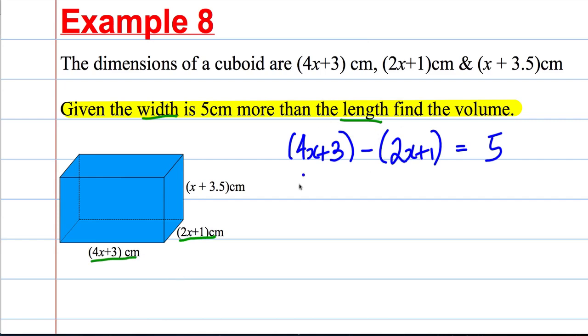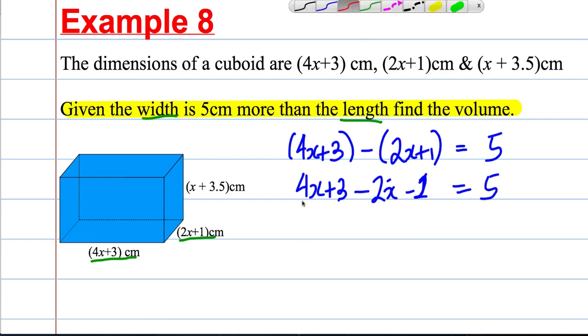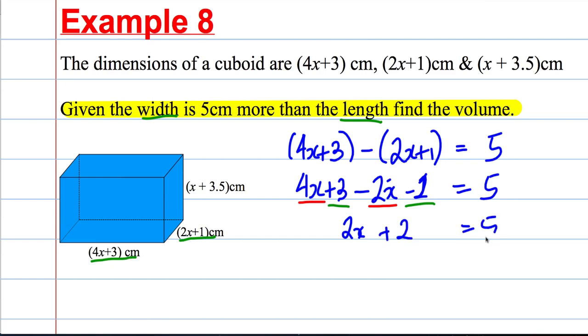Tidy this up with algebra. 4x plus 3, take away everything in this bracket, subtract 2x, subtract 1 is equal to 5. So how many x's do we have? 4x take away 2x is 2x, and we've got 3 take away 1, which is 2, equal to 5. Therefore, take away 2 off both sides, 2x is equal to 3, and x is therefore 1.5, right?